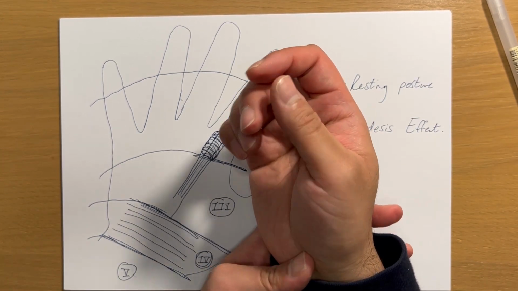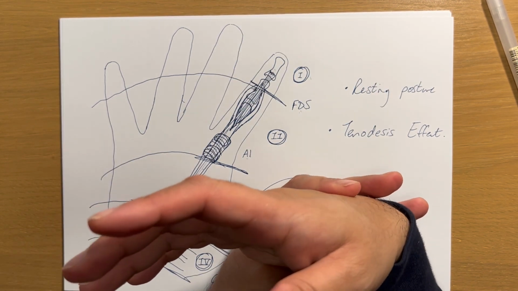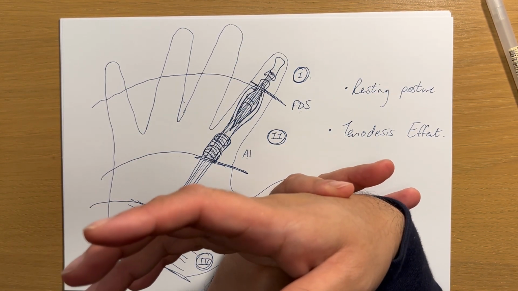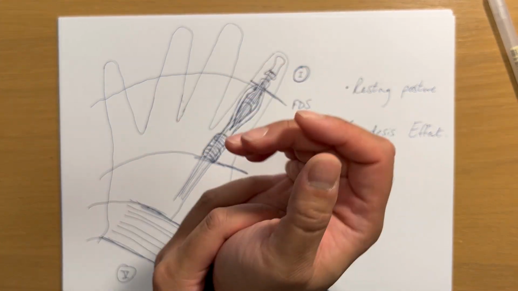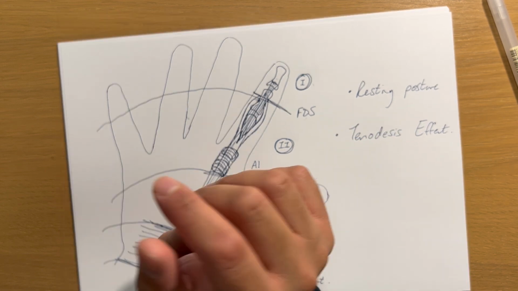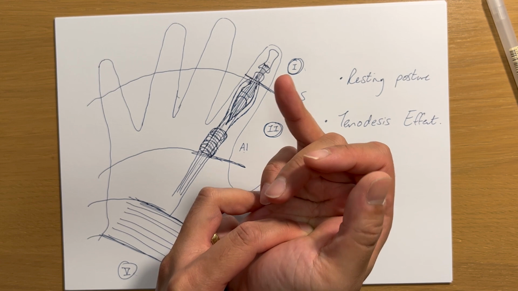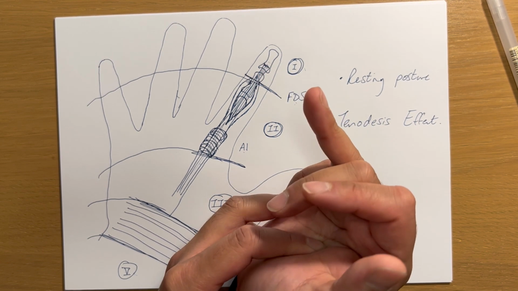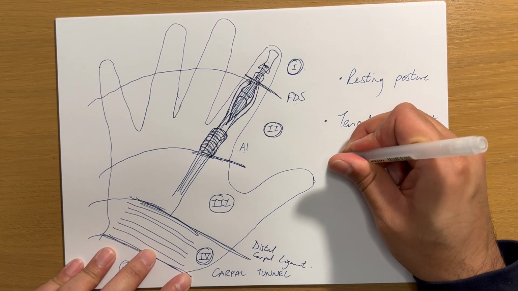If you then passively flex your wrist, you can try it on yourself, your fingers will want to extend, and that's just because of the natural tension length relation of your extensor tendons. And again, if you passively extend your wrist, you'll find that your fingers flex more. And again, for the same reason. But if you've cut a flexor tendon, then you will lose that, and that is loss of the tenodesis effect, which will tell you that you've got a flexor tendon injury.